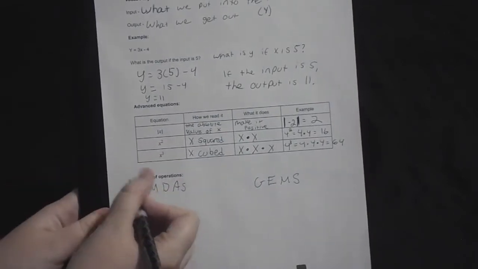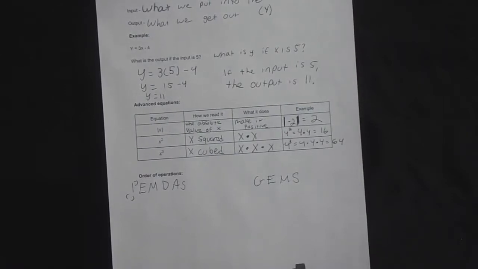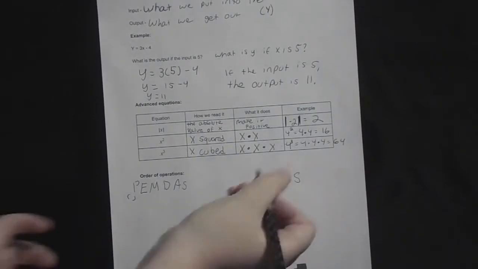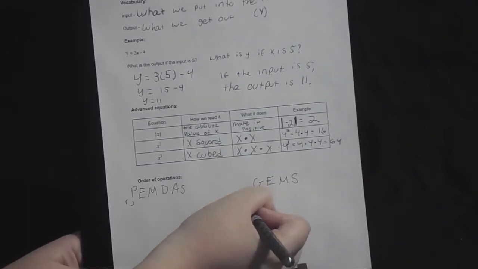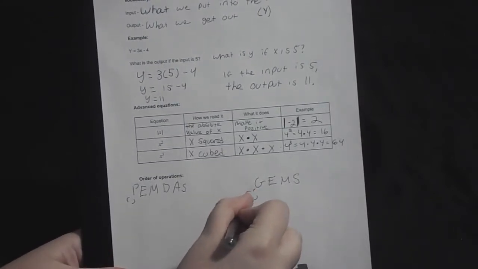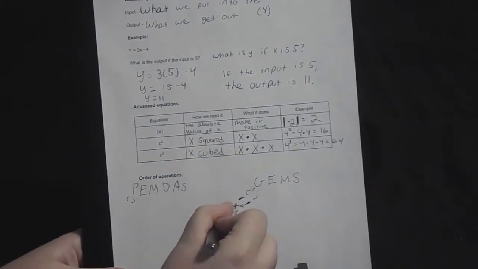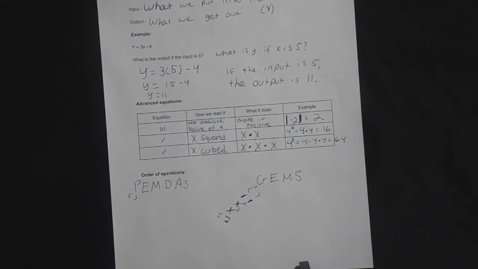So in PEMDAS, what comes first is P for parentheses. But it doesn't just mean parentheses. It means any sort of grouping. So that's why G is better for grouping, because grouping could be parentheses. It could also be the absolute value sign. It could also be any of your exponents, like x squared or x cubed, just like the ones I just showed you. We could put brackets around it. There's a lot of things for grouping. So you do any of these first. What I mean by grouping is that if there's things in them, you make sure it's just one number. And we'll get there and I'll explain that more.